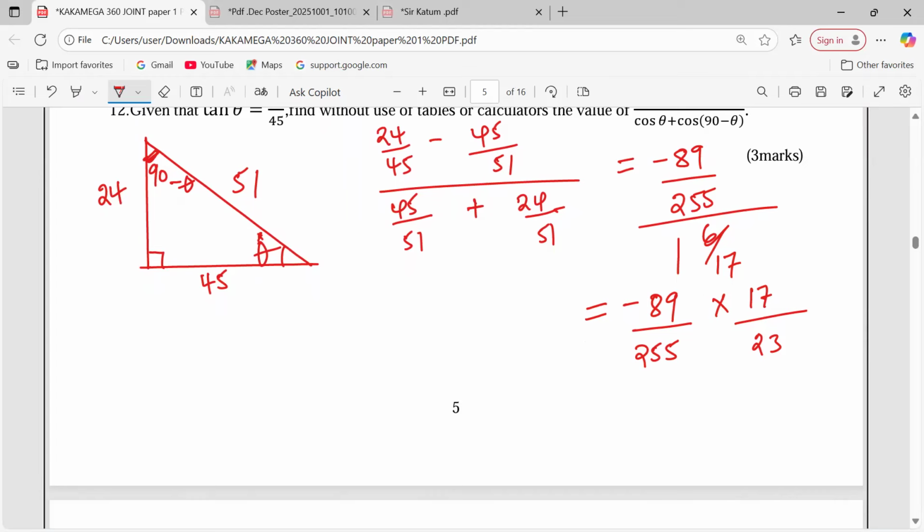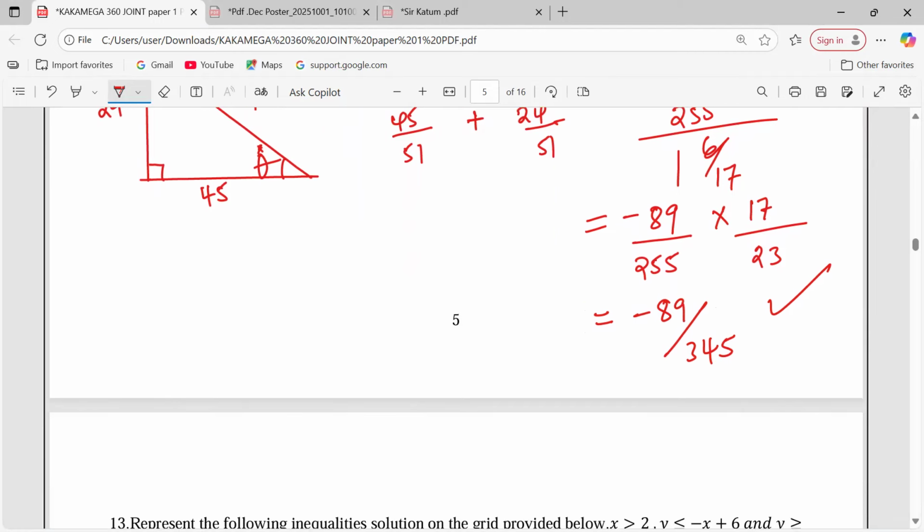Yeah, so we can have negative 89 over 255 multiplied by 17 over 23. And this now becomes negative 89 out of 345, like that.